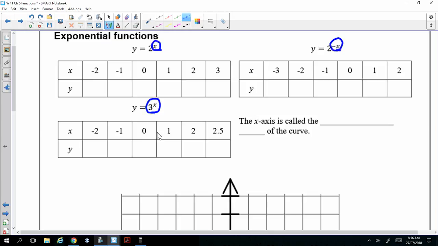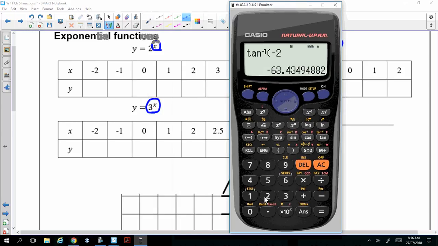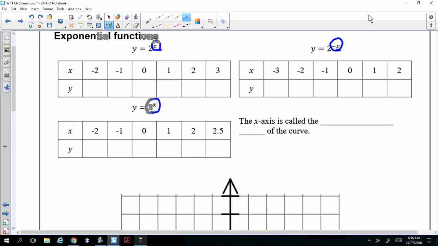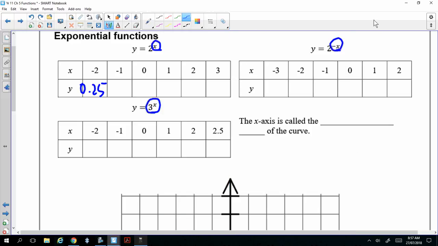You can use your calculator to substitute -2 into 2. So write 2 to the power of -2. You should get a quarter, which is 0.25. And then do another one, substitute -1 in. You get 0.5. And keep doing until you get all the values. So you get 1, 2.